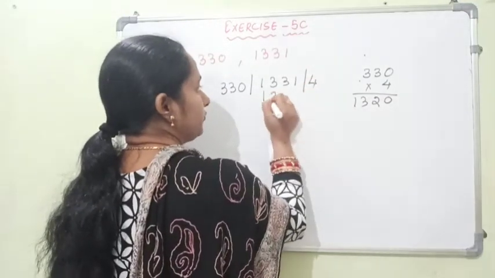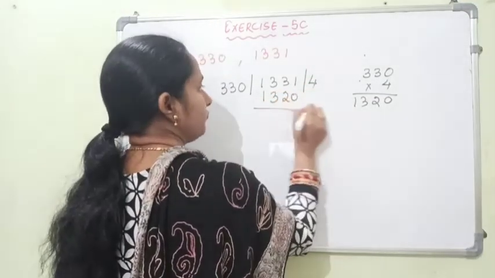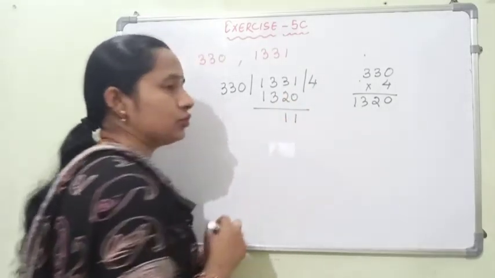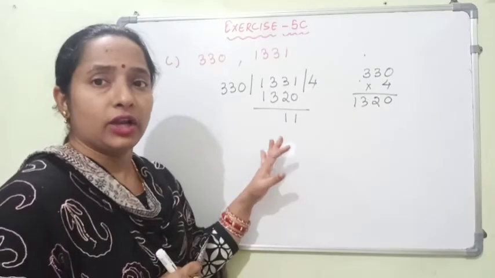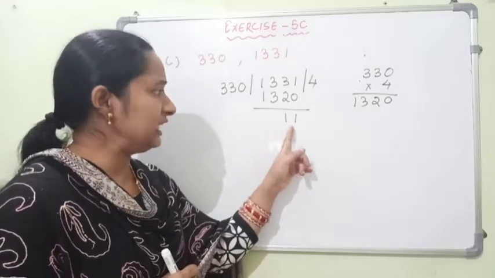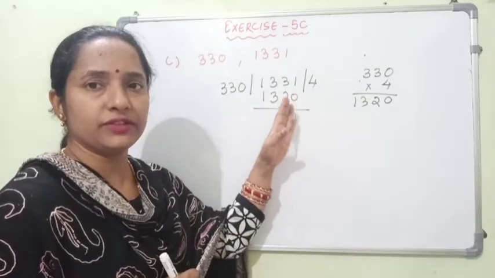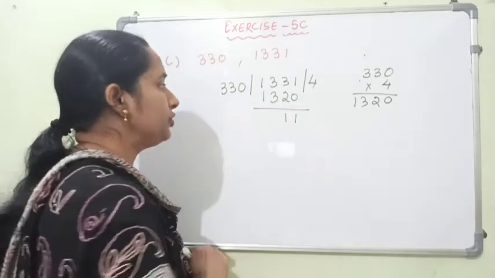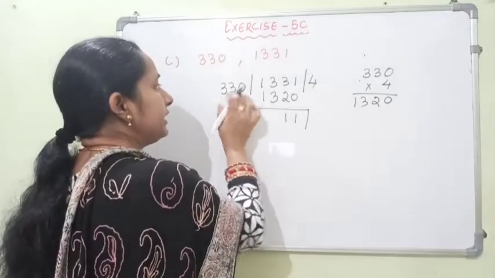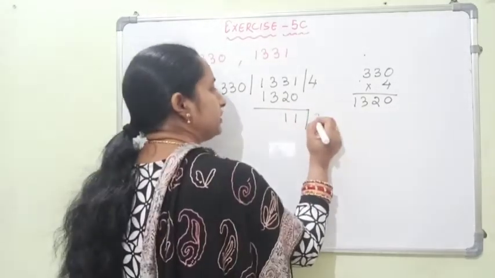So 1320. What is the remainder? 1. 3 minus 2 is 1. So what we have to do in this long division method, when you are getting a remainder after the partial division or the first step of division, what you will do? This remainder will change into the new divisor and the previous divisor will become the new dividend.